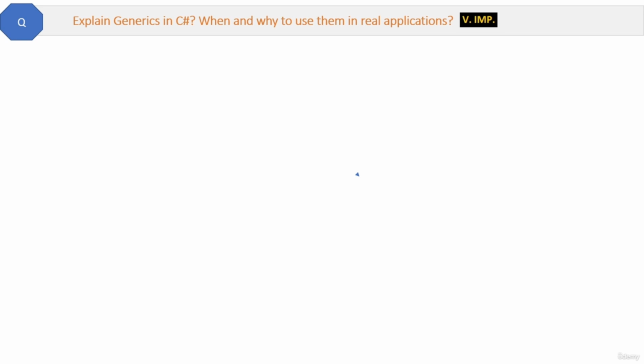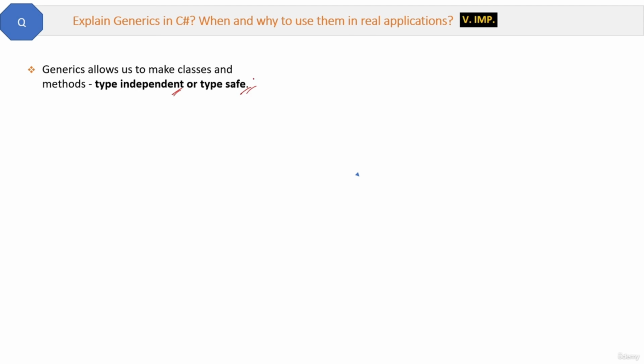Explain generics in C Sharp. When and why to use them in real applications. This is a very important question from an interview perspective and even from a usage purpose in real applications. Let's start with the definition. Generics allows us to make classes and methods type independent or type safe.